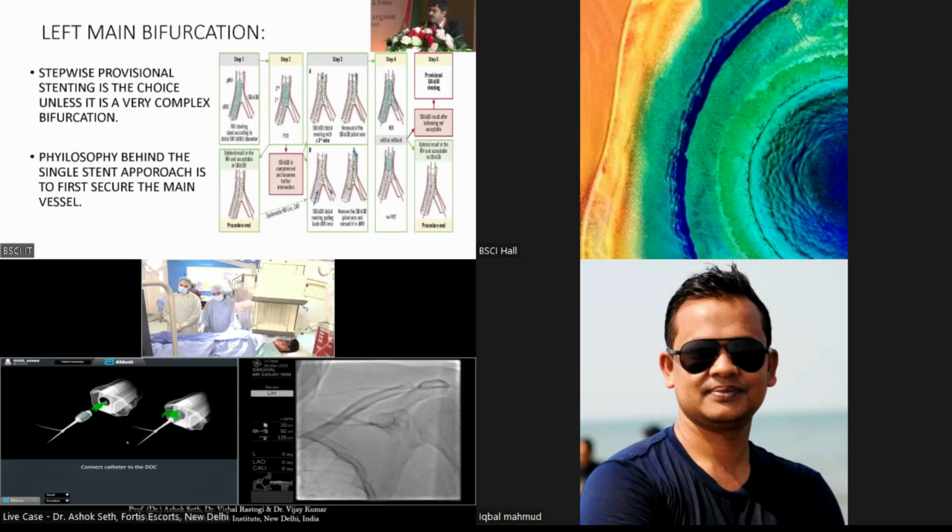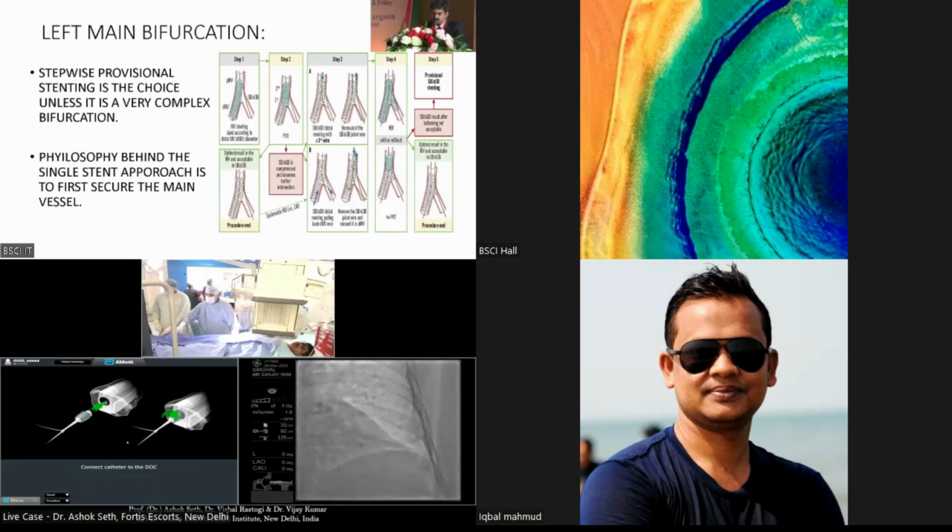Basically, it's a philosophy, because the philosophy behind this stepwise provisional stenting is that you just secure the main vessel first, save the patient. Save the main vessel first, then see what we can do with the side branch, whether we leave it, whether we can do a DB, whether we do a second stenting. So we will get time, but I have to secure the main vessel first. This is the philosophy behind stepwise provisional stenting.